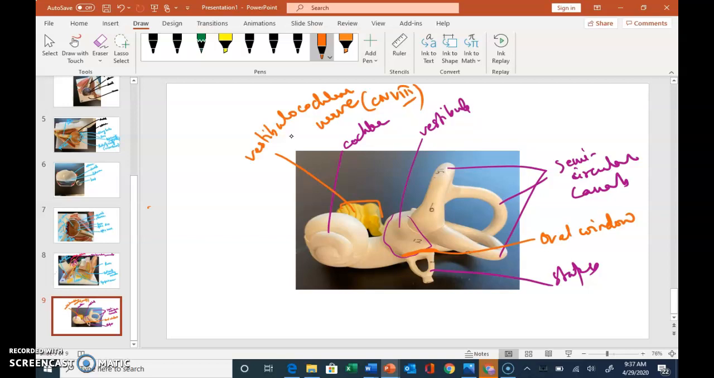Alright, so that concludes my mini video on the eye and the ear. Hopefully you will find this helpful, and this will help you identify the different structures on the model pictures. And if you cannot identify something, please put it on the discussion board or just ask me via email. Thank you.